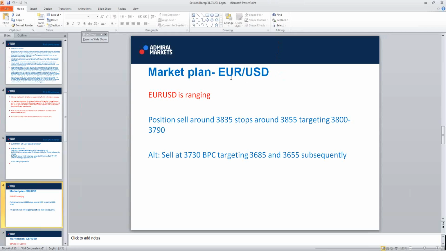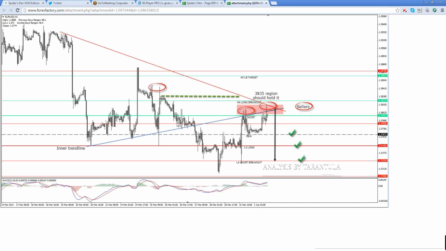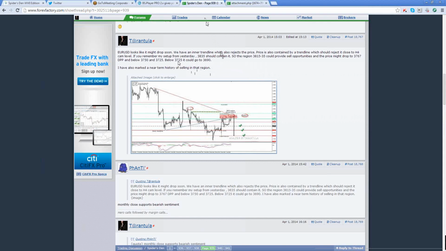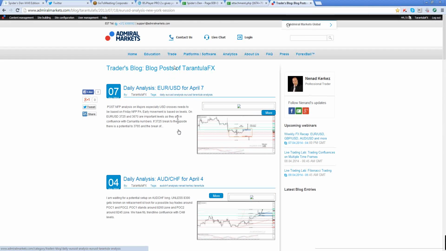Market plan was to sell around 38.35 or sell at 37.30. But what happened was basically this. I updated my analysis on April 1st, and you see this was not April Fool's, this was real. The selling has begun at this level, and all the levels have been hit, including what I stated: if below 37.25, it could go to 36.90. I also updated my analysis on the Admiral Markets blog. So whatever you like to trade and read, you can read it there.